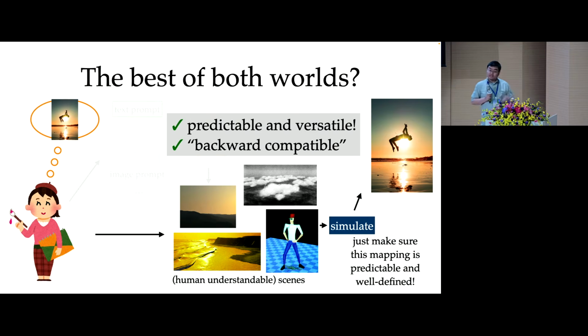And also, it's kind of nice that it is backward compatible, right? So if you just mask out the part with the neural network generating something, you can still have the old pipeline there and use it as usual. Okay? And the only thing I'm asking for is this predictable, well-defined mapping. Okay, so that's the only thing I want.